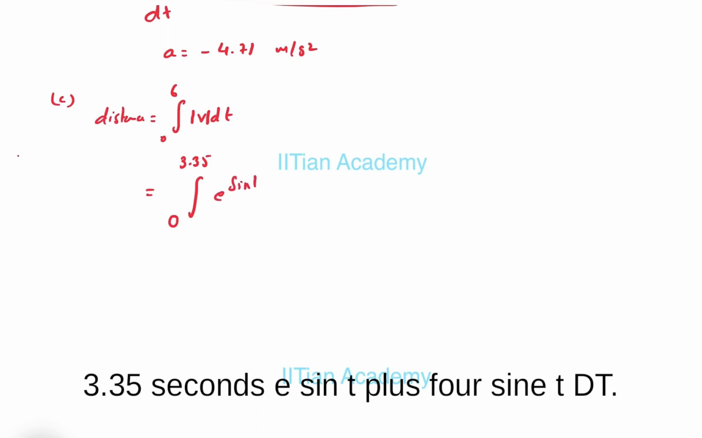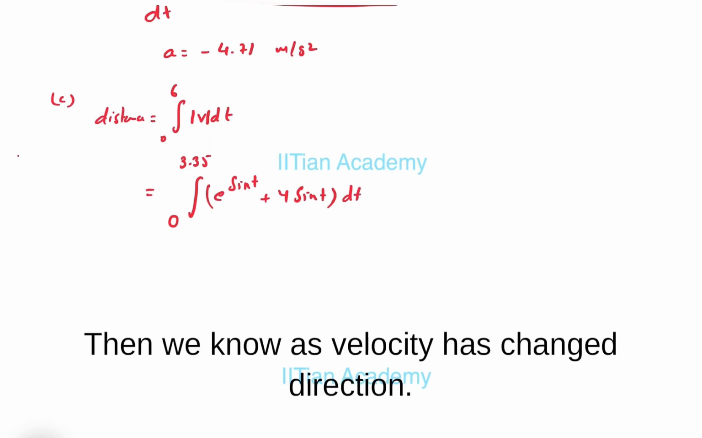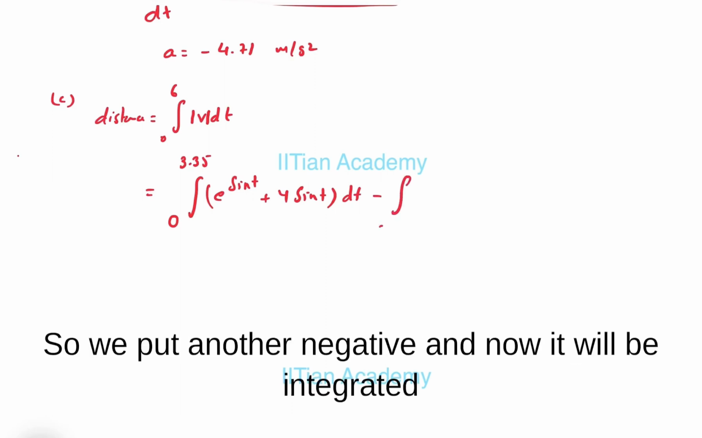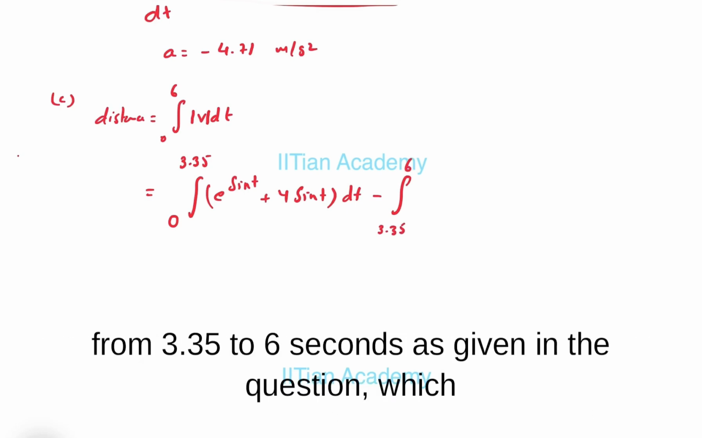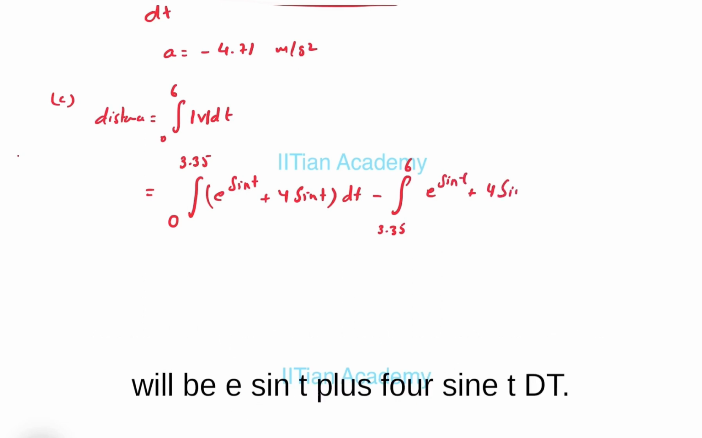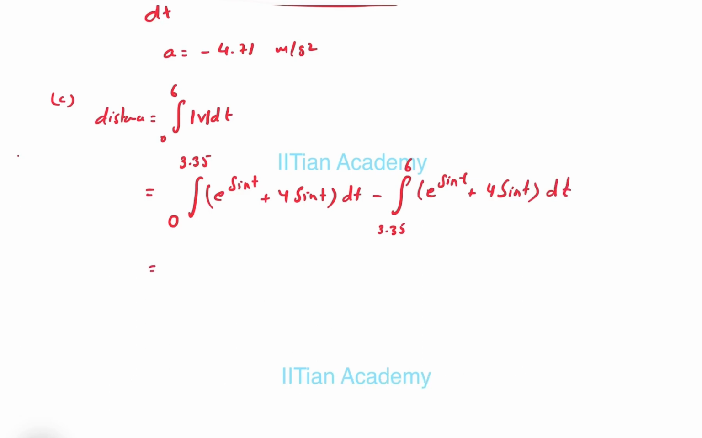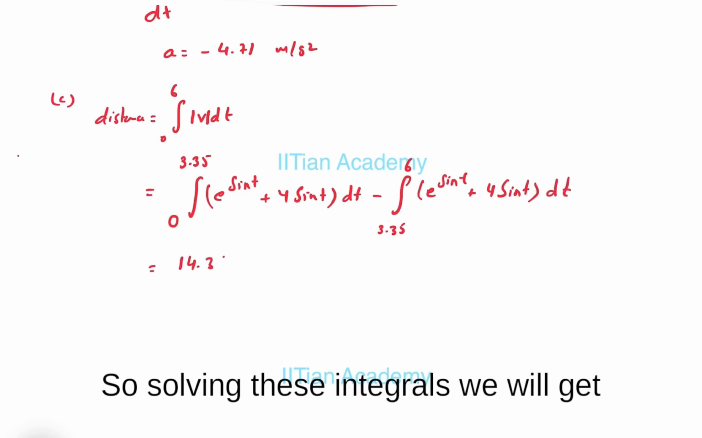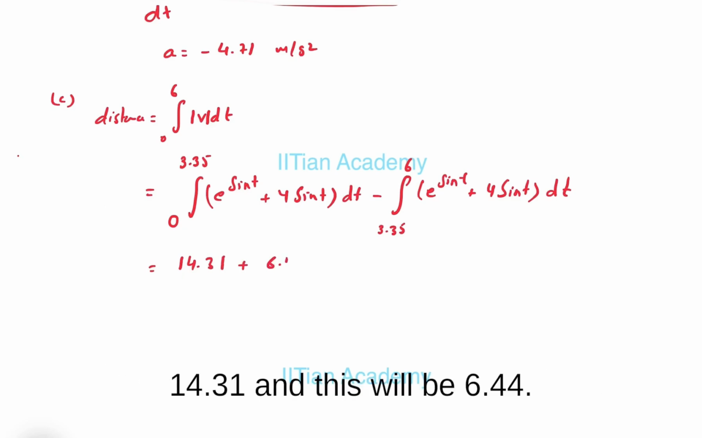3.35 seconds, e^(sin t) + 4 sin t dt. Then we know as velocity has changed direction, so we put another negative, and now it will be integrated from 3.35 to 6 seconds as given in the question, which will be e^(sin t) + 4 sin t dt. So solving these integrals, we will get 14.31 and this will be 6.44.